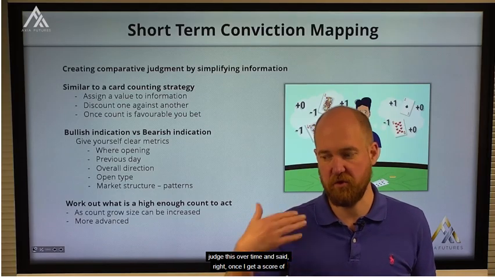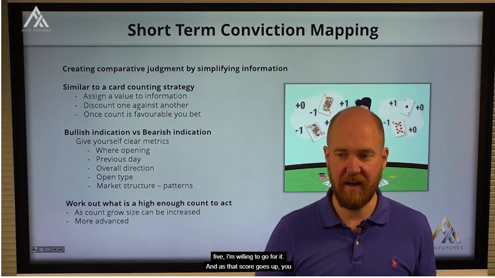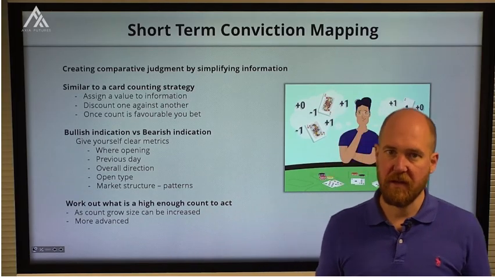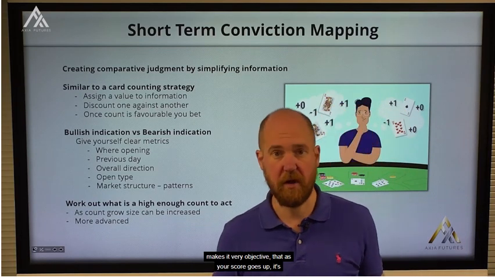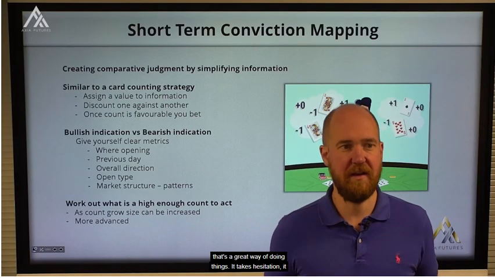You need to be able to judge this over time and say, right, once I get a score of 5, I'm willing to go for it. And as that score goes up, you can then add to your position as well. This way, it takes the subjectivity out of things, makes it very objective that as your score goes up, it's essentially saying to you, you need to add to the trade. And that's a great way of doing things.